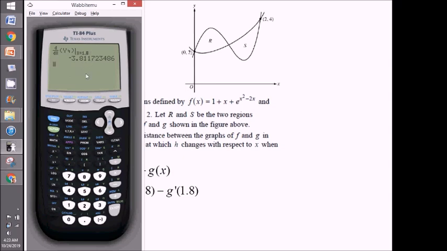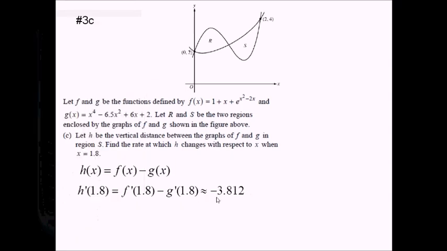3.812. Now another way of doing this, you could have done all of this stuff for y1 and then subtracted all of this stuff for y2. This just streamlines it a little bit so you only have to do math 8 once. So then that answer is what we're looking for.